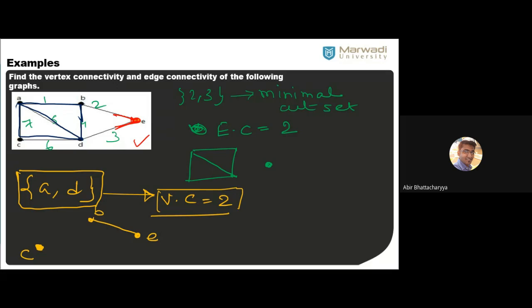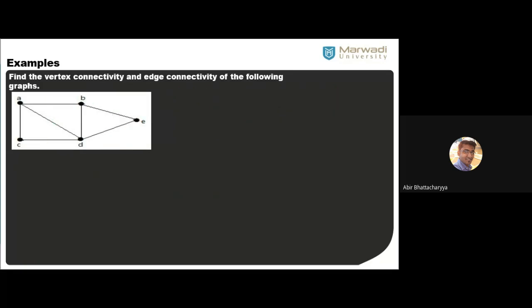Nakibullah, when we remove a vertex, the graph must be disconnected. Then only it is going to be a vertex connectivity. And that must be the minimum number of vertices we have to remove. All right. Shall I proceed? Clear? Any further doubts? Okay.